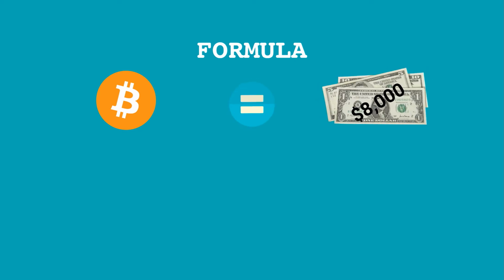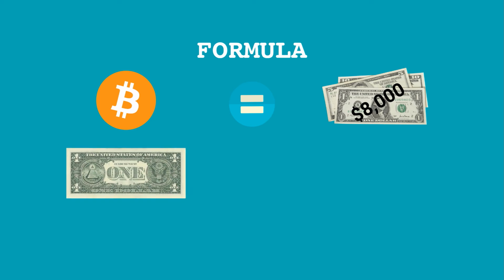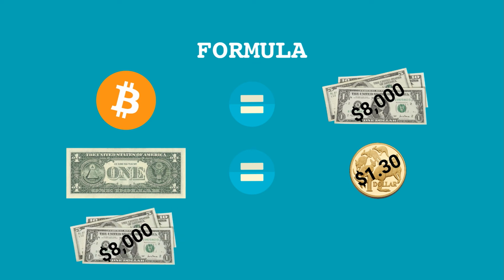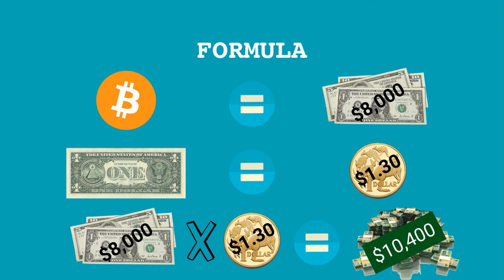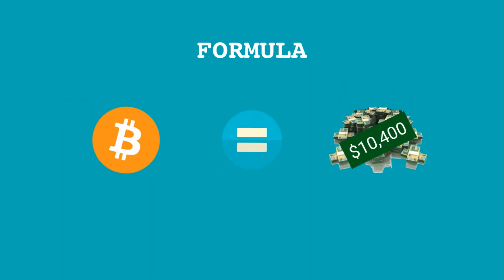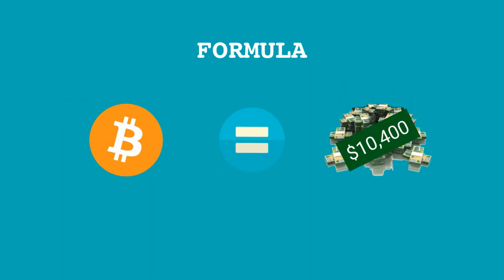For example, if the rate to exchange Bitcoin to US dollars is 8,000 US per coin, and the exchange rate to convert US dollars to Australian dollars is $1.30, then 8,000 US dollars multiplied by $1.30 equals 10,400. So our new exchange rate is 10,400.